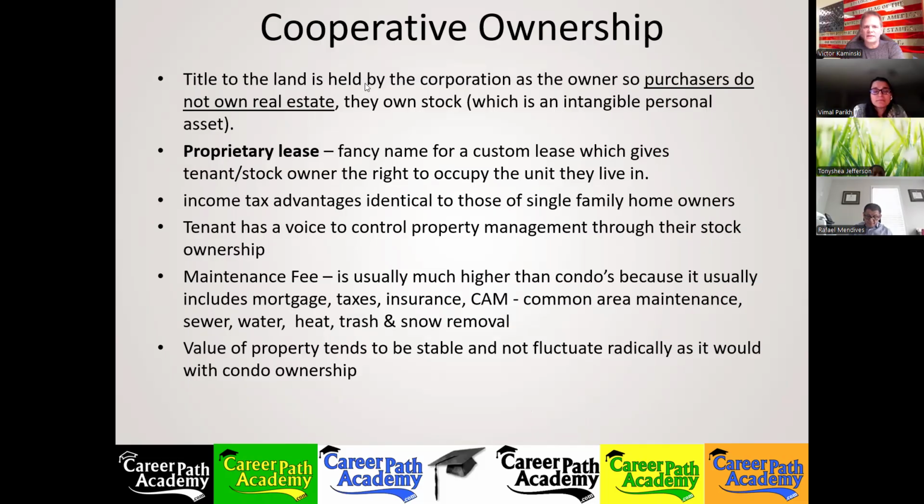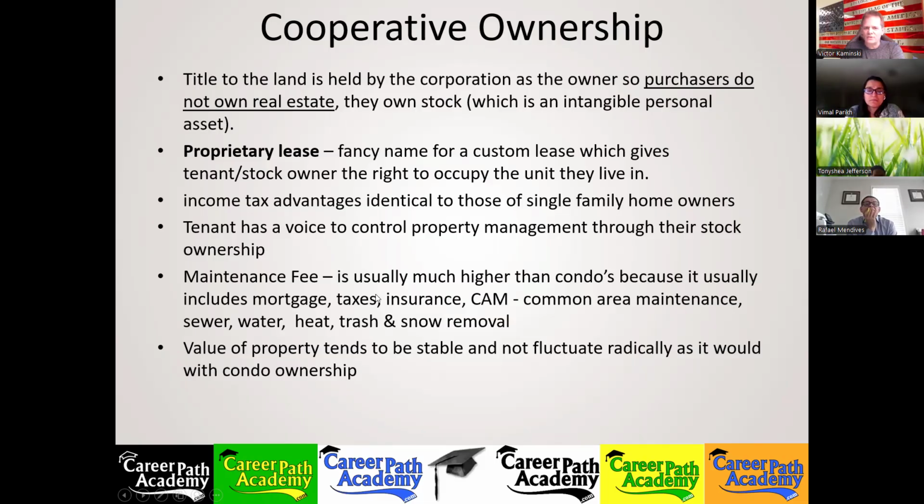So title to the land is held by the corporation as the owner. So purchasers do not own real estate. They own stock, which is an intangible personal asset. A proprietary lease is a fancy name for a custom lease, which gives a tenant stock owner the right to occupy the unit that they're living in. Income tax advantages are identical to those of single family homeowners. The tenant has a voice to control the property management through their stock ownership.